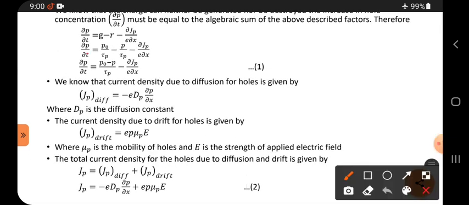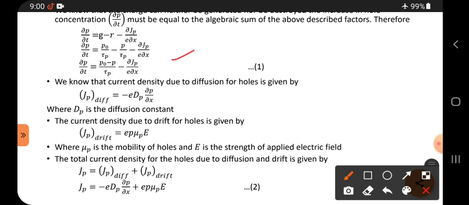Now, here tau p is common. So take a single tau p and write it like this. So it is equation 1. Okay, now we are going to calculate the Jp value. If you calculate the Jp value and substitute here, then that gives the continuity equation.